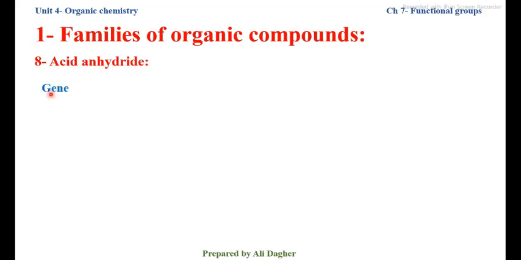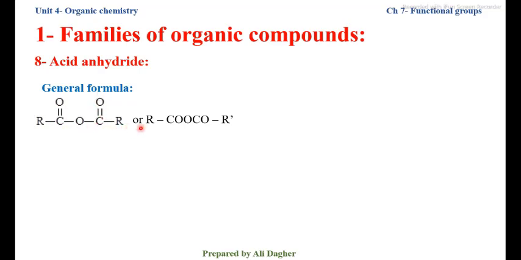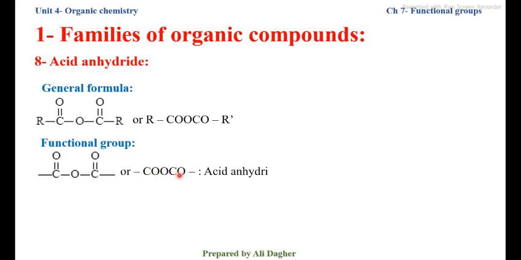Acid anhydride, general formula R-C(=O)-O-C(=O)-R', or RCOOCOR'. Functional group: C=O, single bond O, single bond C=O, or COOCO, the acid anhydride group.